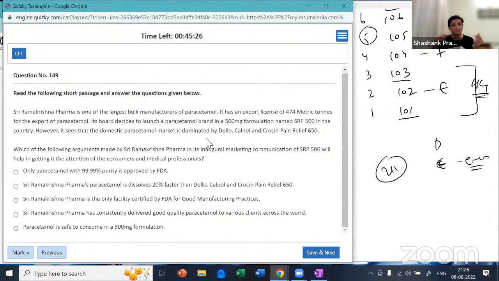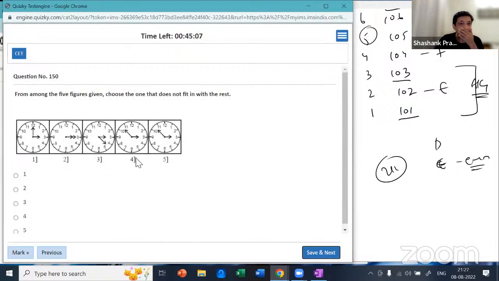But how do you break the dominance of Dolo, Calpol and Crocin? You have to say something which they are not saying. Safe to consume in a 500 mg formulation. Hopefully, because otherwise it doesn't make any sense. So that is an assumption behind that 500 thing, not a marketing strategy. So I think 3 is right. Only facility. That is the one set.